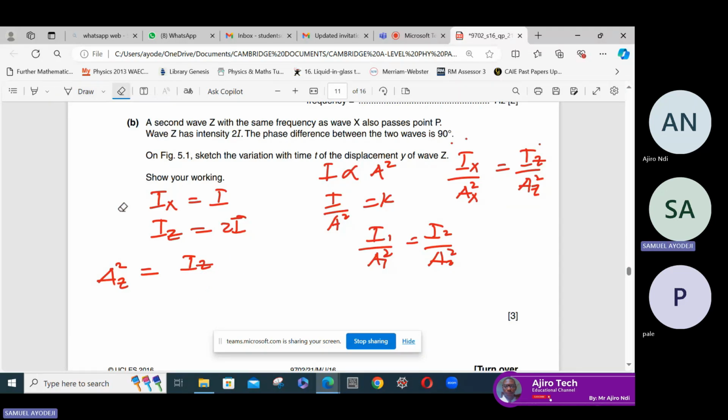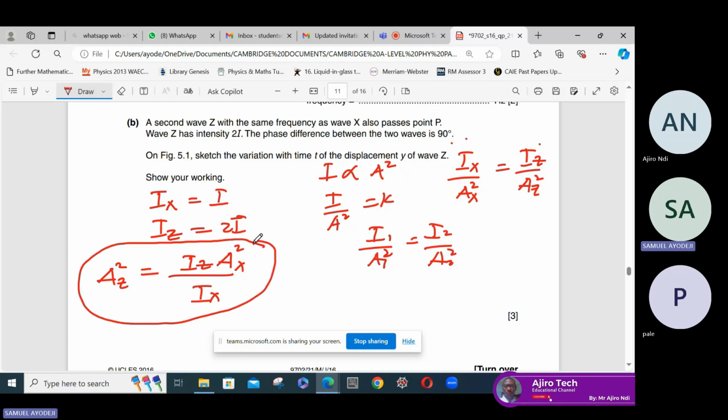So it will be this: amplitude z squared equals intensity z times amplitude x squared over intensity x. Actually, I'm right. Confirm for me, have you solved the formula? I think it's correct. Yeah, it's correct. Yes, sir.